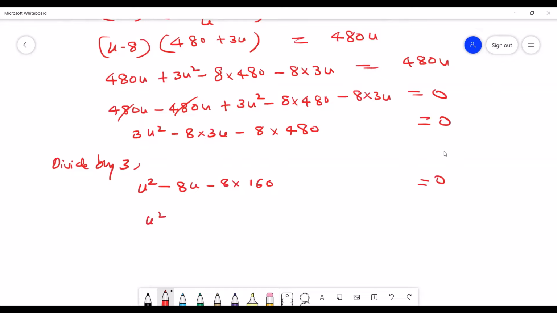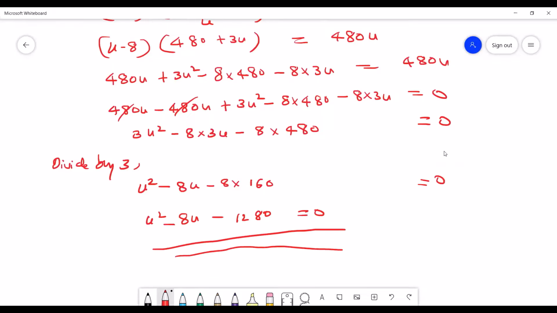That is u square minus 8u minus, when you multiply this, 8 into 0 is 0, 8 into 6 is 48. So 8 into 1. So this is 12 equal to 0. So we will get it as u square minus 8u minus 1280. 1280 this will come.